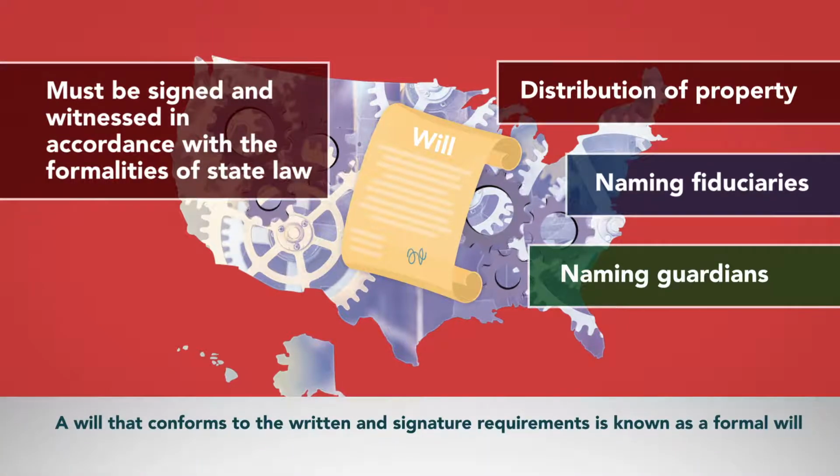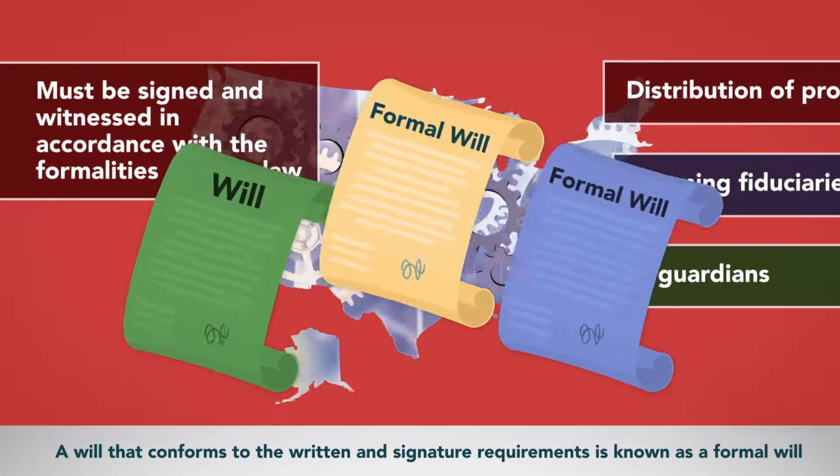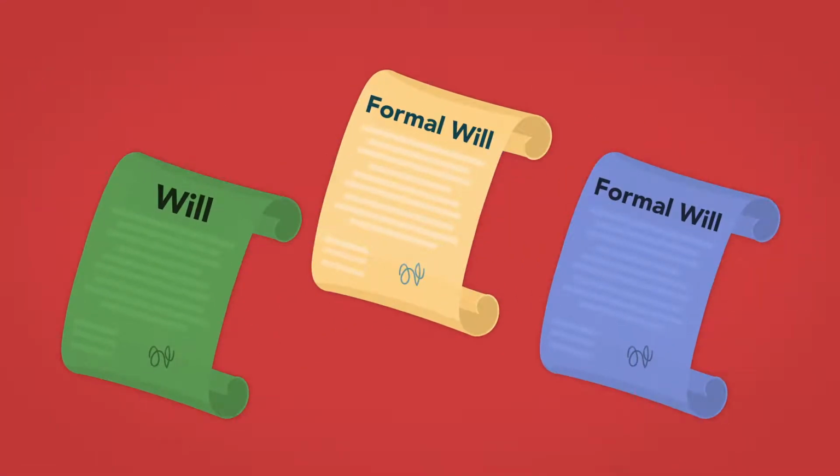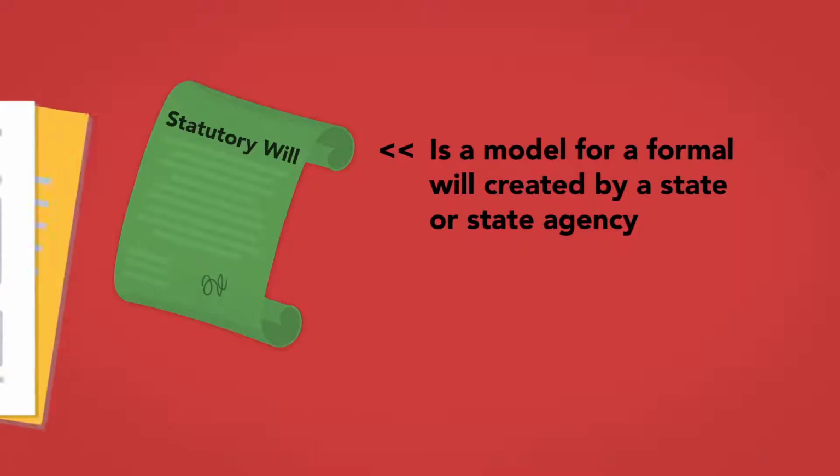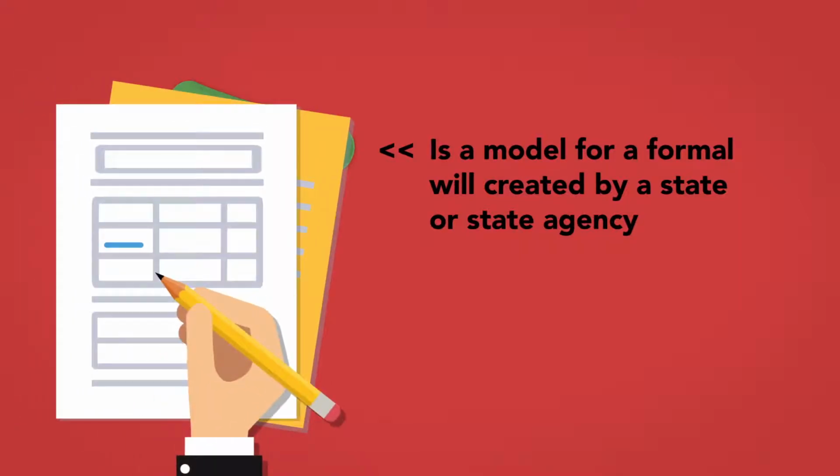A will that conforms to the written and signature requirements is known as a formal will. There are various types of formal wills depending upon the will's primary purpose. While they are all valid and enforceable, they can be distinguished by their purposes and what they purport to do. A statutory will is a model for a formal will created by a state or state agency, which requires a person to fill in the blanks of a pre-written template.